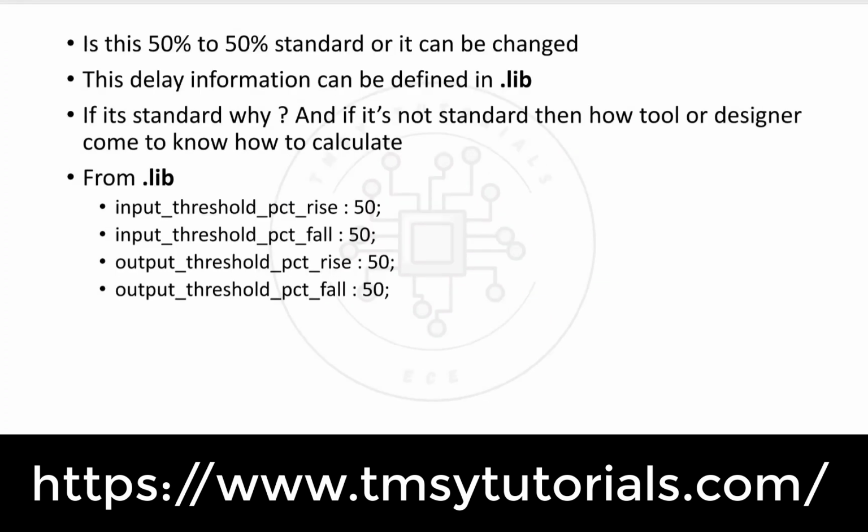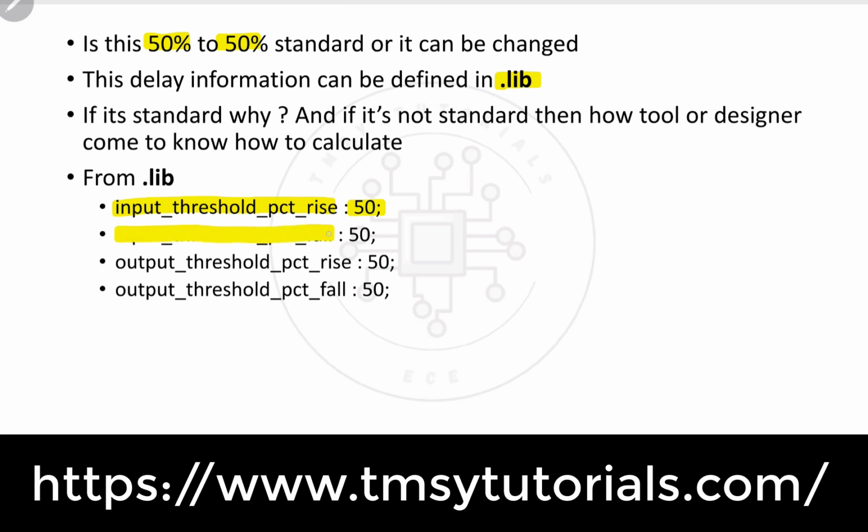Remember these points. There are some questions. Is this 50% to 50% standard, or can it be changed? Generally, these percentage values will be mentioned in the .lib. If you want, you can change these values also. It depends upon how you are doing the characterization. In the .lib it will be mentioned using these names: input threshold PCT rise. PCT stands for percentage. So input threshold percentage rise is 50%.